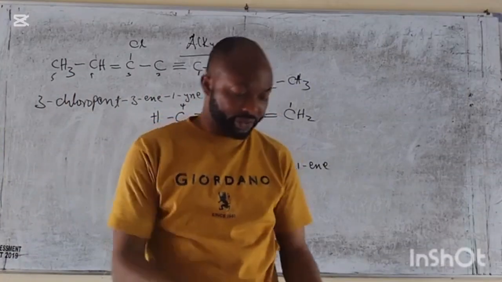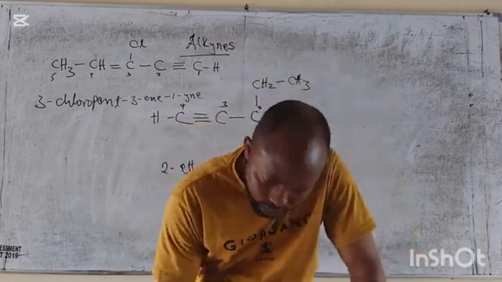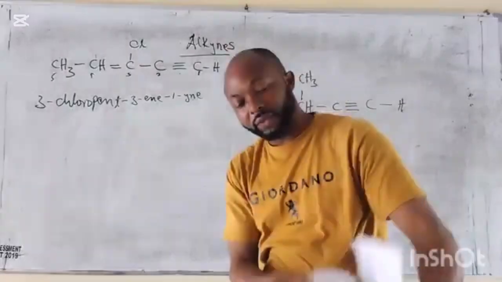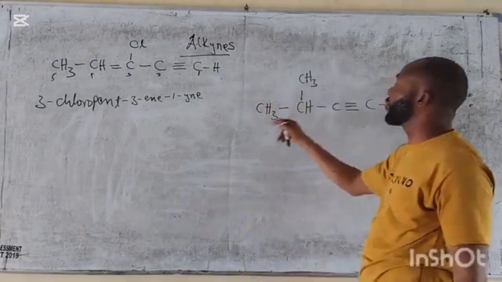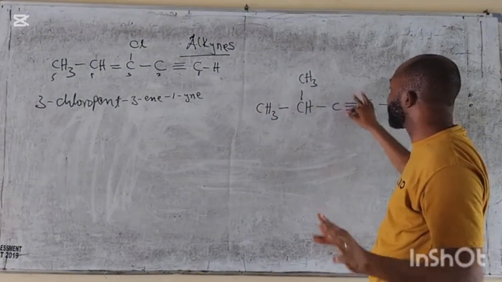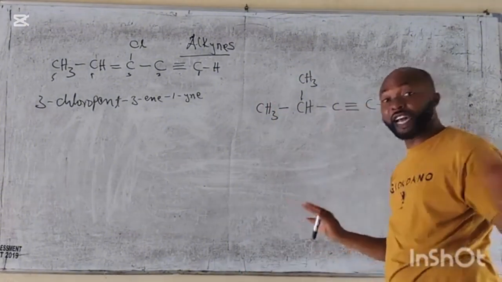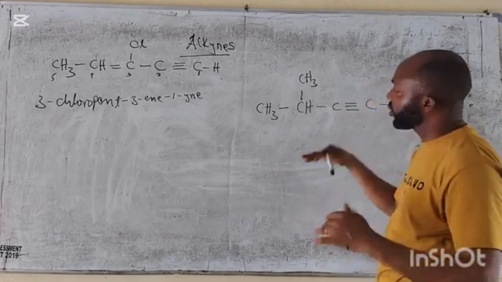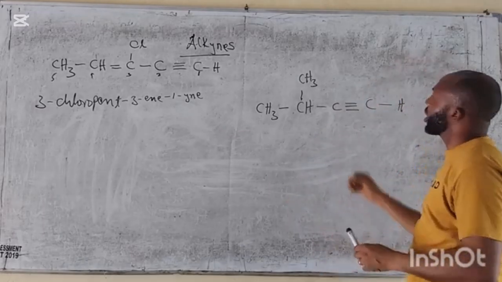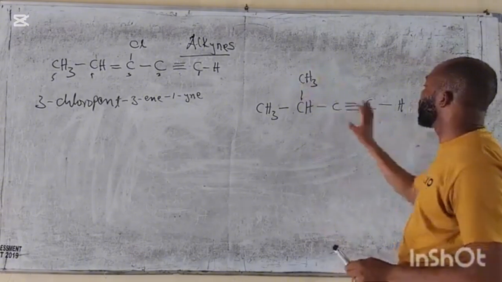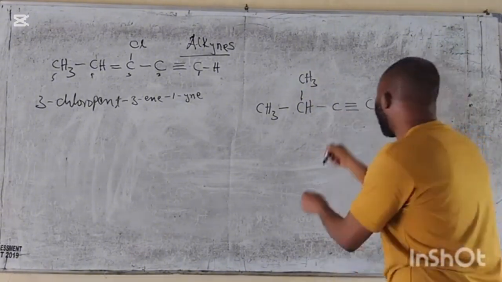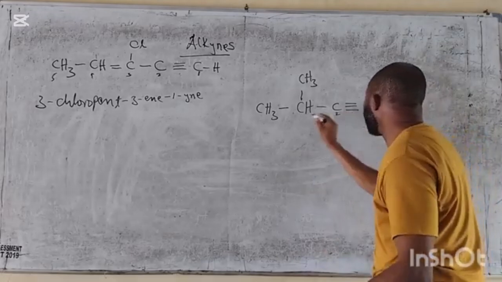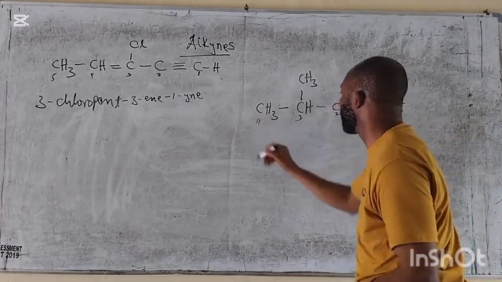Let's take another one. Here again we go. The parent chain is 1, 2, 3, 4. 4, and we have a triple bond, so 4 naturally is butane. Okay? 4 gives us butane. Now we have a substituent. Because the triple bond is closer to this side, this becomes my 1. So here I have 1, 2, 3, 4.